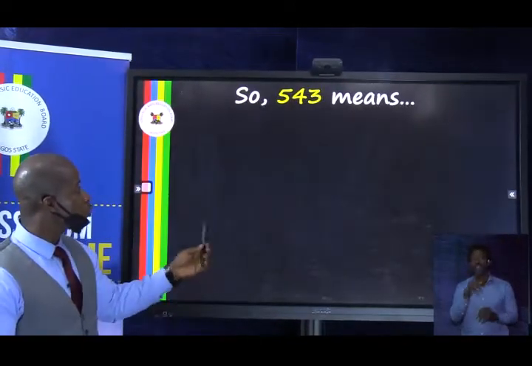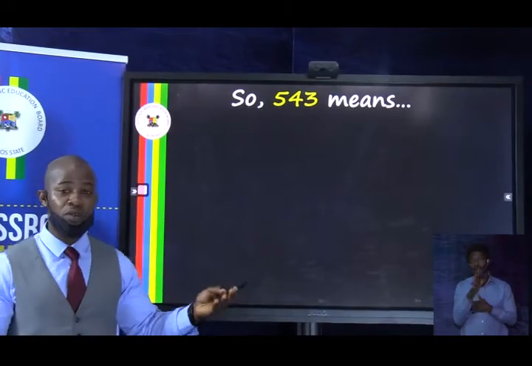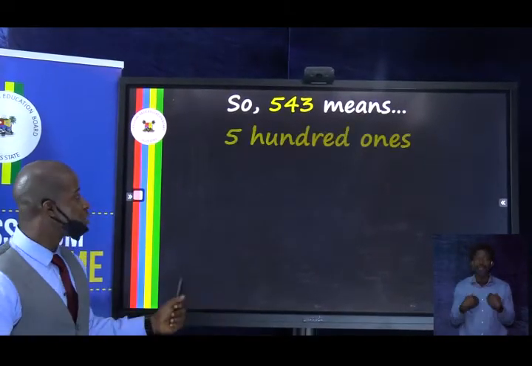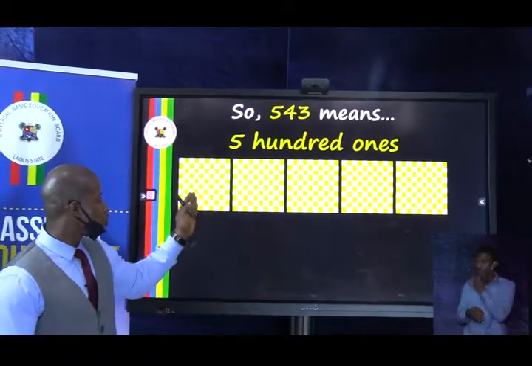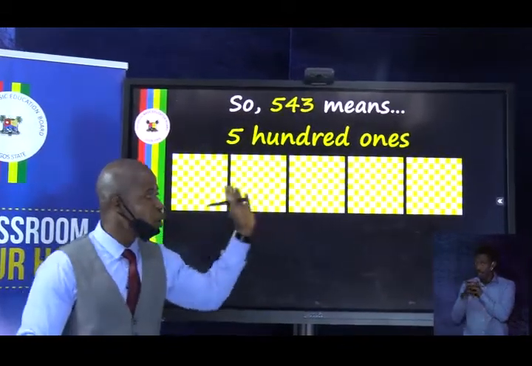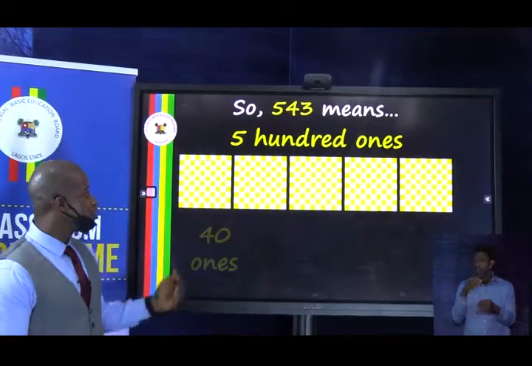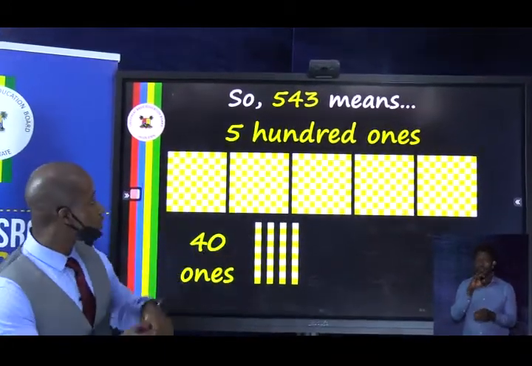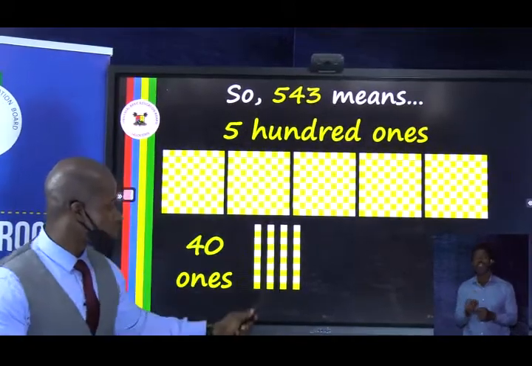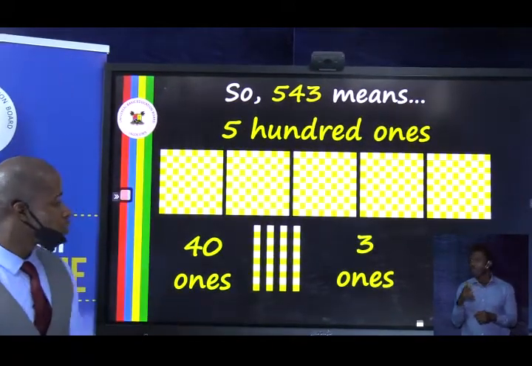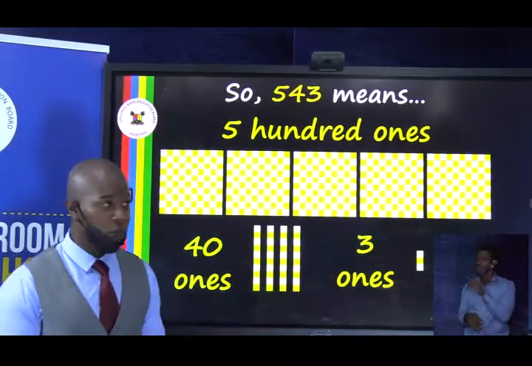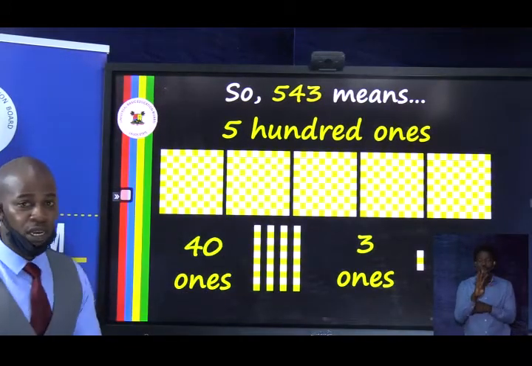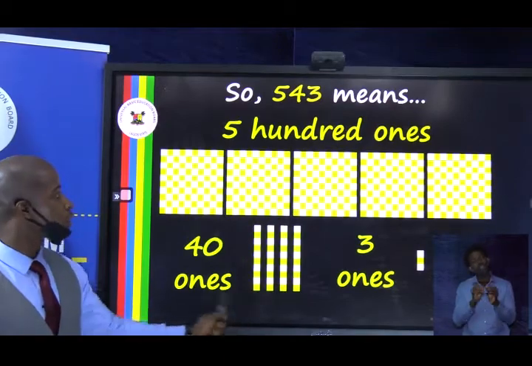That means that if we want to estimate what 543 actually means, how much is 543? That means you have 500 ones. You see, 100, 100, 100, 100, 100 in 5 places. Then you have 4 tens, and that is this much. Then you have 3 ones or 3 units. So altogether, if you count all the little squares, that's what 543 means in the numbering system.